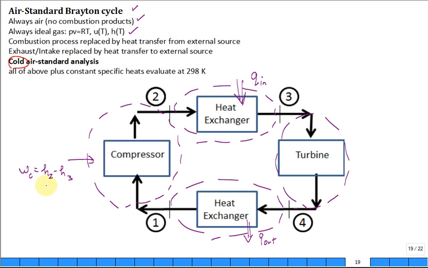Do you like that? There's no heat transfer in the compressor. Neglect changes in kinetic energy. The work per unit mass is the change in H. How about the Q in? That'll be H3 minus H2. How about the work out of the turbine? That's going to be H3 minus H4.